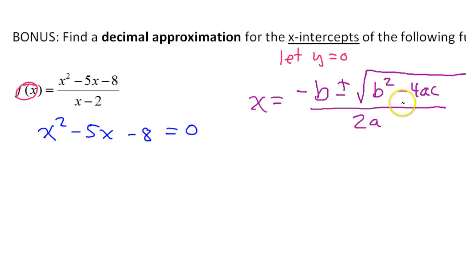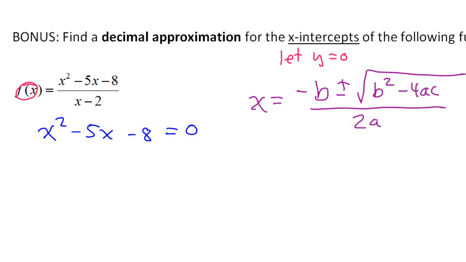To help us remember that, we used to have a song. I don't know if I can sing because I'm losing my voice. I'll try. Opposite of b plus or minus square root, b squared minus 4ac, all over 2a.